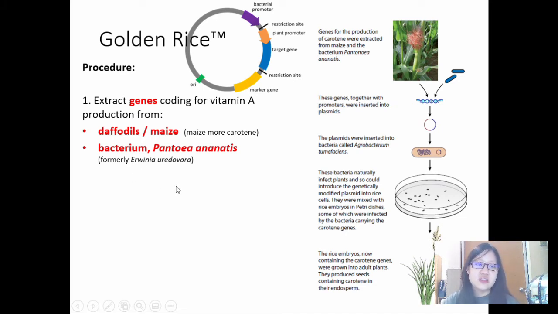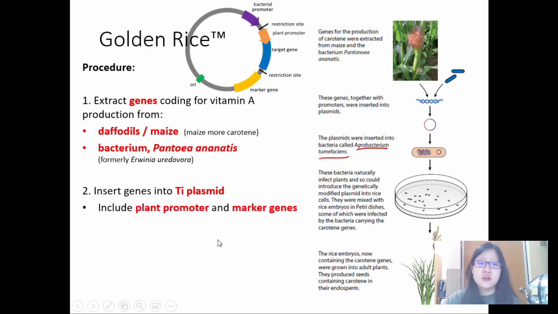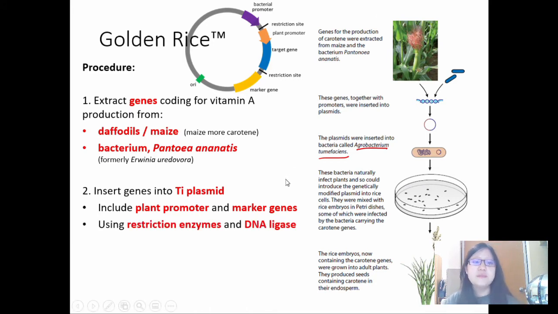Extract genes from there, and then insert these genes into a Ti plasmid. A Ti plasmid is a special plasmid used in a particular bacterium called Agrobacterium tumefaciens, which we'll talk about later. It's a special plasmid meant for this particular bacterium. Don't forget to insert your genes in there. Don't forget to include a plant promoter and marker genes. You can use fluorescence, maybe like GUS, or beta-galactosidase, or GFP, any of those. This involves all the recombinant DNA technology I just talked about in the last video. So this involves restriction enzymes and DNA ligase, and you do all that stuff to make the recombinant plasmid.